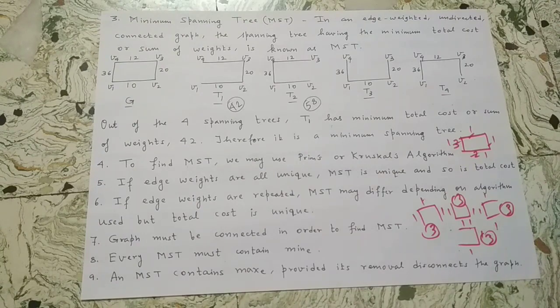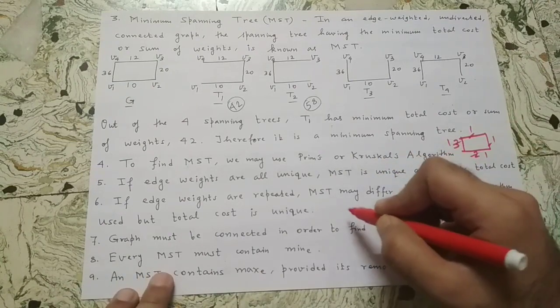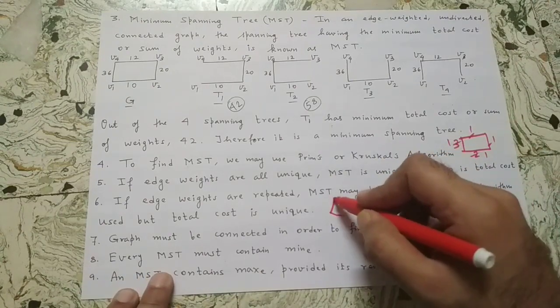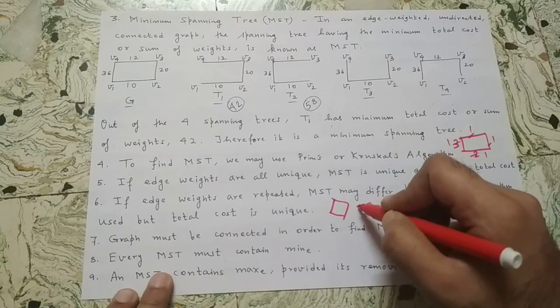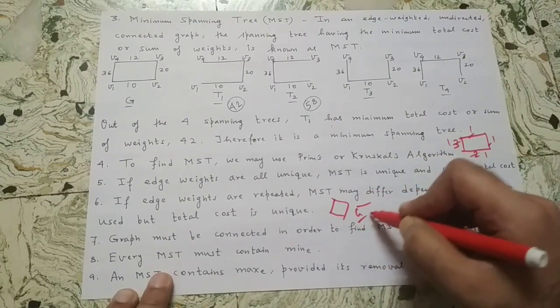Okay. One more point you must notice, point number 7, that the graph must be connected in order to find the minimum spanning tree. So if you have a graph which is disconnected, what could be a disconnected graph? A disconnected graph could be something like this. Let's say you have a graph like this. Let's say this is one complete graph G.